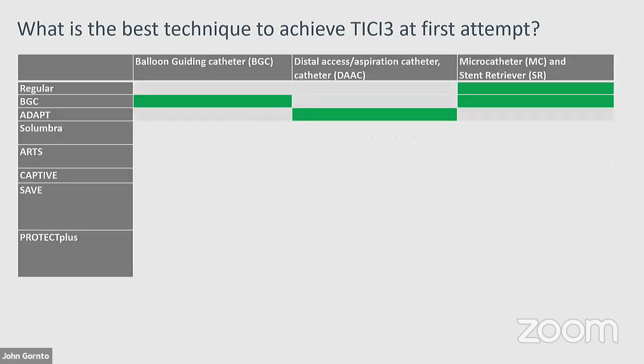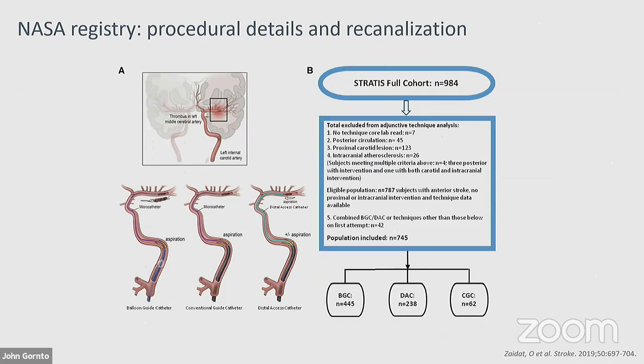That's the real question here. And there are different techniques. And I think it's really confusing. I heard Sam Zaidat once say that in the NASA registry, he identified 40-something different methods to do the thrombectomy. And I think it's easy to start with a regular thrombectomy, like in the old days, with a stent retriever and more or less nothing else. And then it became more popular to use a balloon guide catheter together with a stent retriever. Then we had the emergence of the ADAPT technique without balloon guide and without stent retriever. And let's have a look at these techniques first.